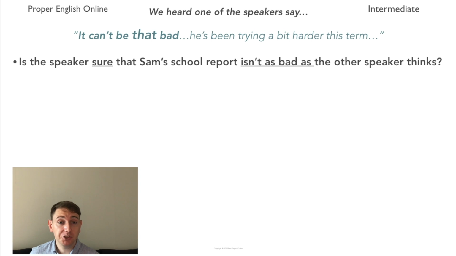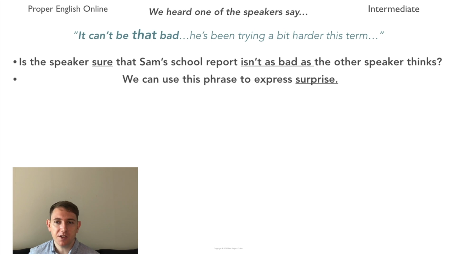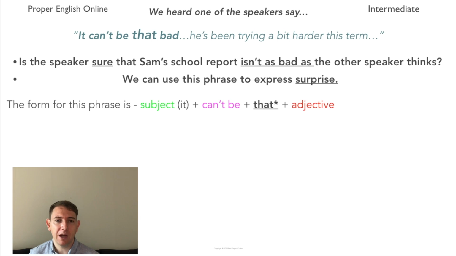Okay, so yeah, he's really sure. Oh no, it can't be that bad. I'm sure it's not that bad. So we can use this phrase to express surprise, all right? It can't be that something, right? Now what comes after that? Subject, often it, can't be that adjective, in this case, bad. It can't be that bad, okay?